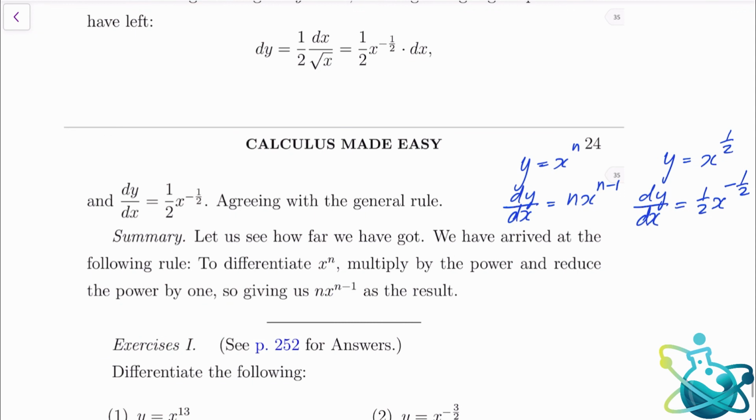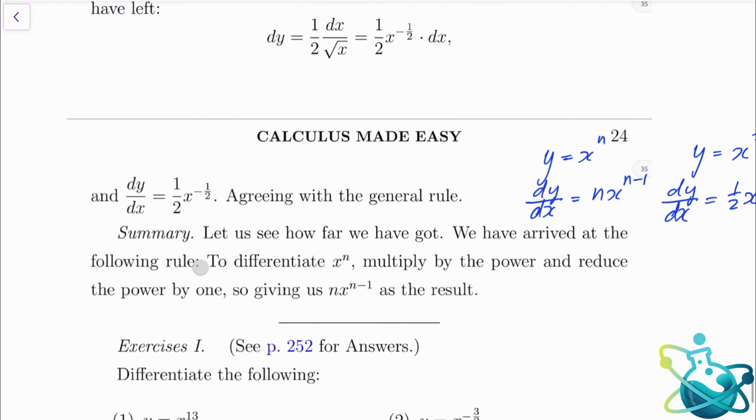Then we're done. Summary. Let us see how far we have got. We have arrived at the following rule. To differentiate x to the power n, any function x to the power n, you multiply by the power and you reduce the power by 1. So giving us n times x to the power n minus 1 as the result. Our general rule. Okay, guys, we're happy with that.